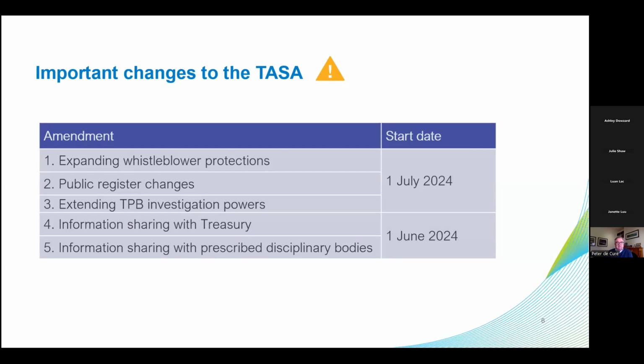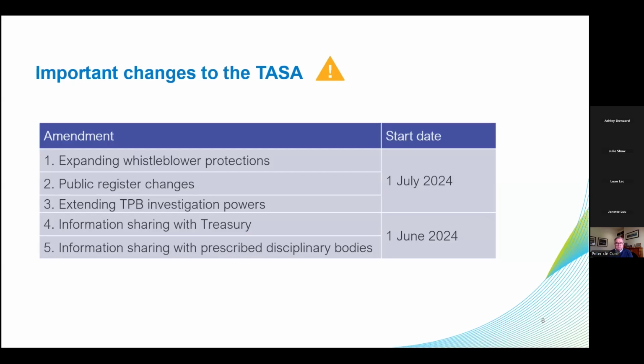Going forward to the next slide, we're also talking about the Treasury Laws Amendment and Fairness Act 2024 has made a number of changes in relation to the TASA and the Tax Administration Act of 1953. There's an extension of whistleblower protections to eligible whistleblowers who make disclosures to the TPB, as well as disclosures to other certain entities who may support or assist the whistleblower.